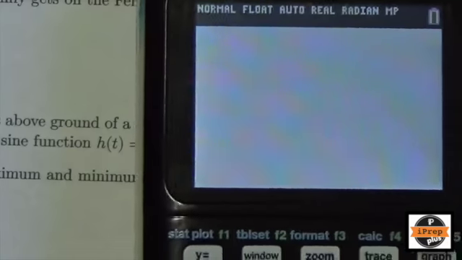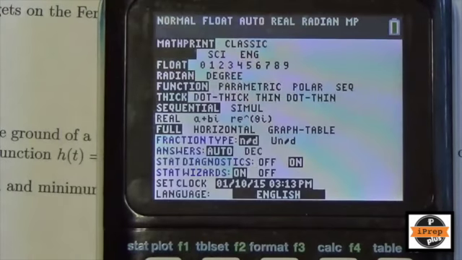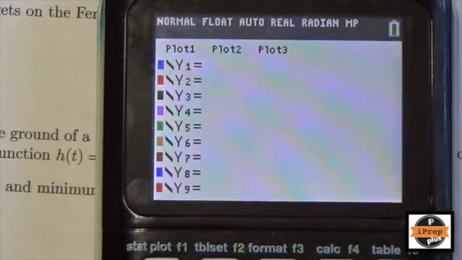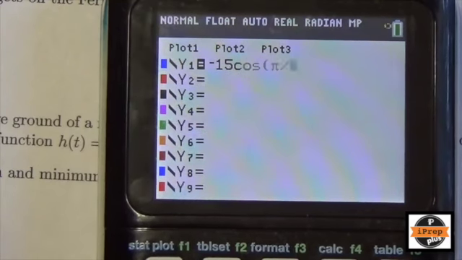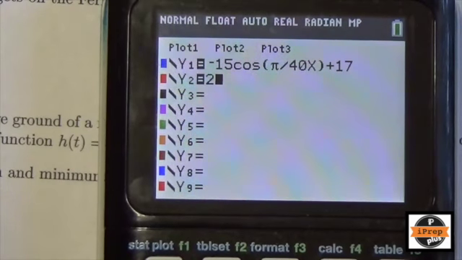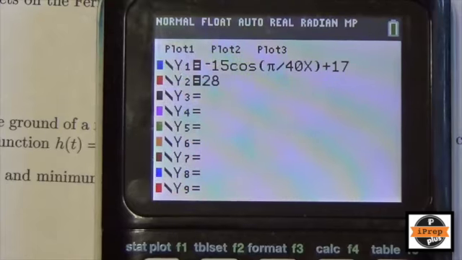So I'm going to go to our calculator here. First of all, we're going to make sure that we're in radian mode because this is a word problem. Then we're going to press y equals. And so now negative 15 cosine of pi divided by 40 times x plus 17. And we're looking for the first spot where we get to 28.